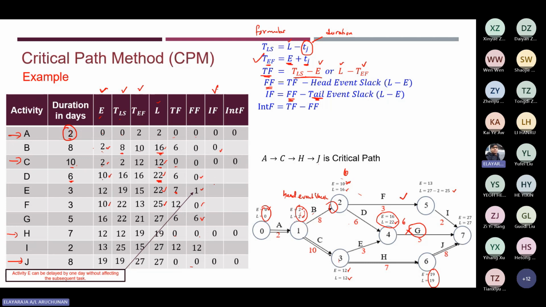Okay, now look at activity D. C automatically becomes 0 because it's a critical path. So now look at activity D. Where's activity D? This is here. Activity D, as we know, the free float is 0. Now we're going to look at the tail event slack.